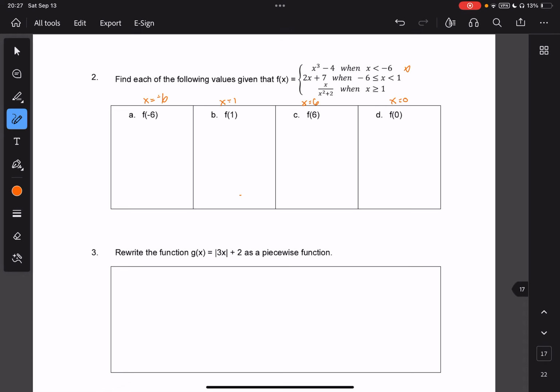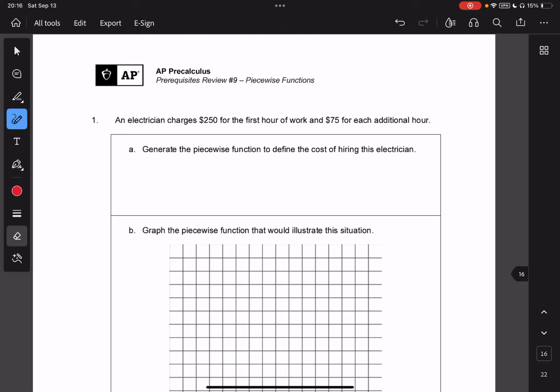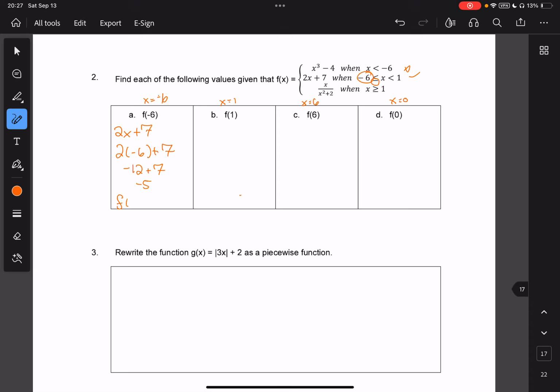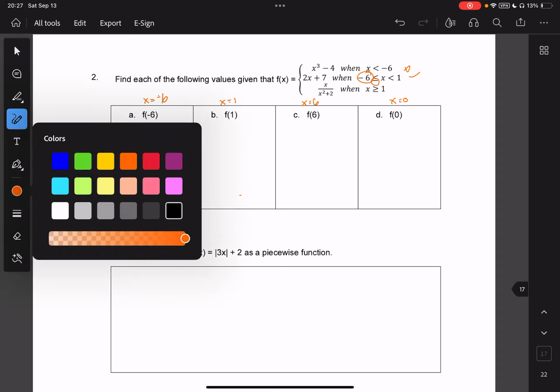Well, we have our -6 here, and it's less than or equal to, so we know that this is going to work. So we're going to use the equation 2x plus 7. When we plug in x as -6, we get 2 times -6, which is -12, plus 7, or we get -5. So the way we write that is f of -6 is equal to -5.